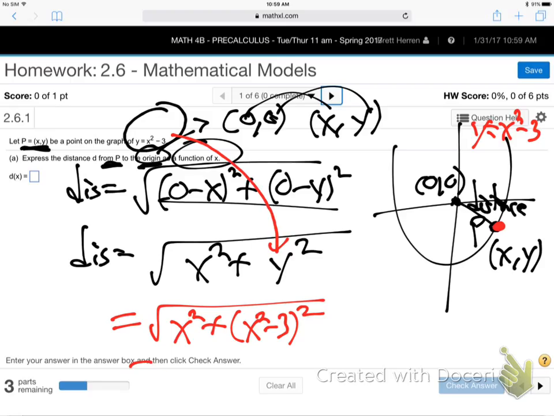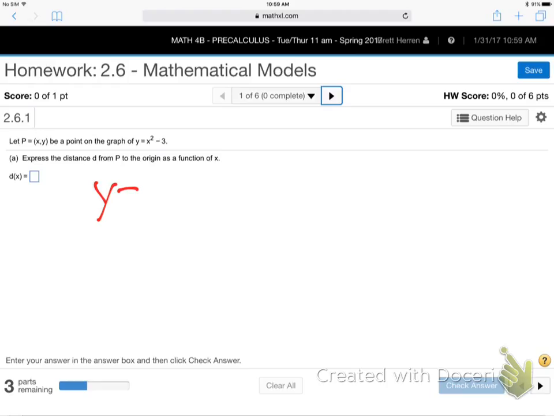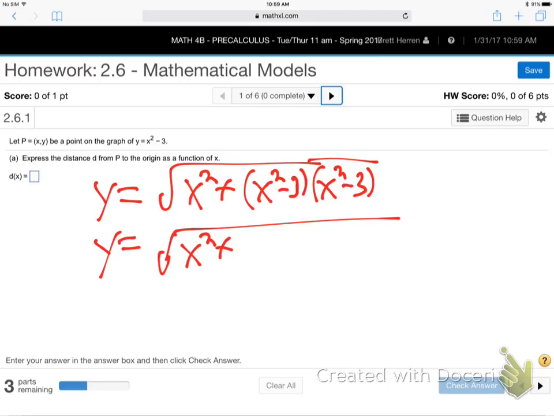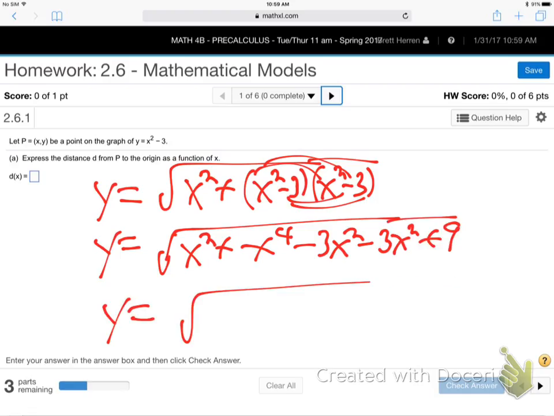Right? All right, so now we just clean this up. You got to FOIL this out, right? X squared minus 3, x squared minus 3. I'm running out of room. So let's do that. Where was I? I was at square root of x squared plus y squared, which was x squared plus (x squared minus 3)(x squared minus 3). So FOIL that out. X squared plus x to the 4th, minus 3x squared, minus 3x squared, plus 9. Gather like terms, x to the 4th. X squared minus 6x squared is minus 5x squared.